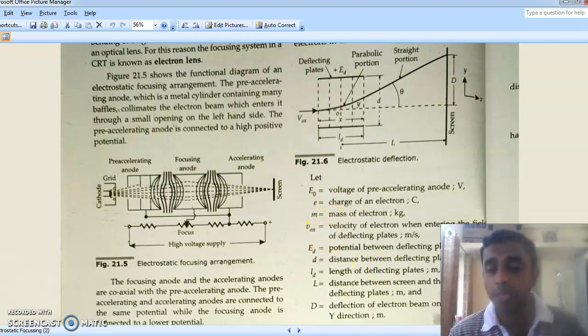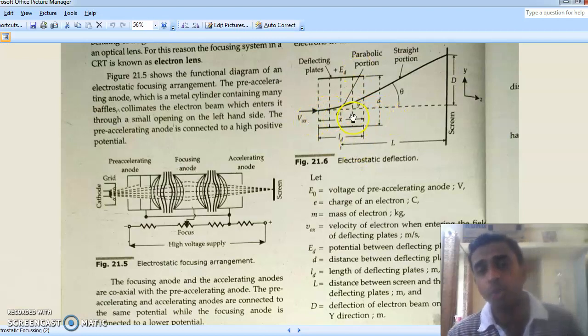And what is VOX? VOX is the initial velocity of the electron entering this field. Why is it called a field? We know that the electric field direction will be from positive to negative, and here you can see that it is a uniform electric field. So this electron is entering this uniform electric field with a velocity of VOX. Why is this VOX? The important thing is that before entering this electrostatic field provided by the deflection plate, this has only velocity and acceleration in the X direction.